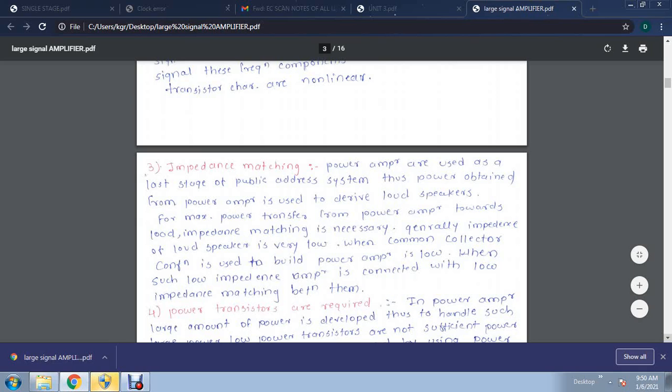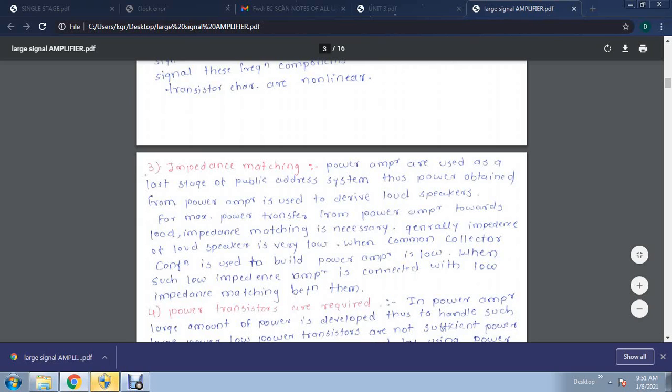Coming to impedance matching, power amplifiers are used as the last stage of a public address system. Thus power obtained from the power amplifier is used to drive the loudspeakers. For maximum power transfer from the power amplifier to the load, impedance matching is necessary. Generally the impedance of the loudspeaker is very low. When the common collector configuration is used to build the power amplifier, the output impedance is very low. For the best impedance matching, we have to take the CC amplifier.